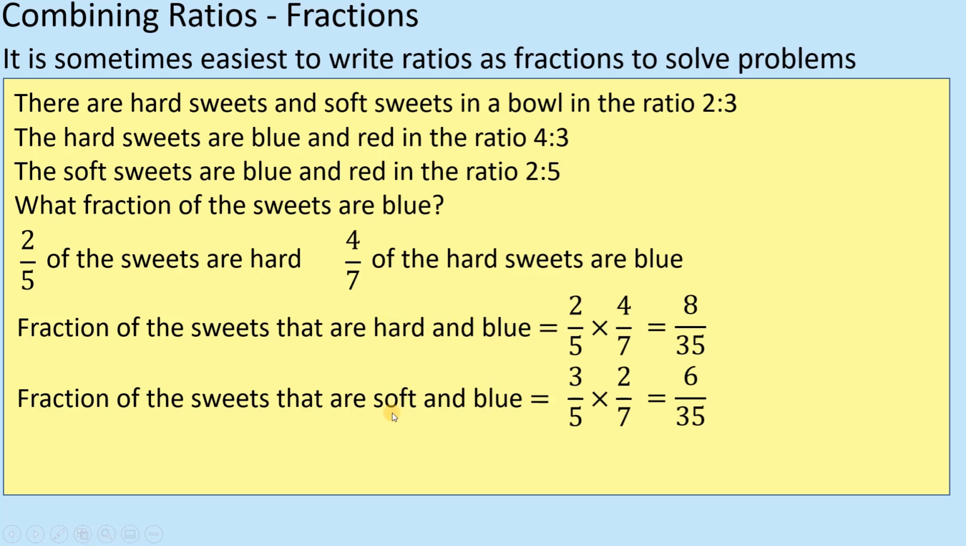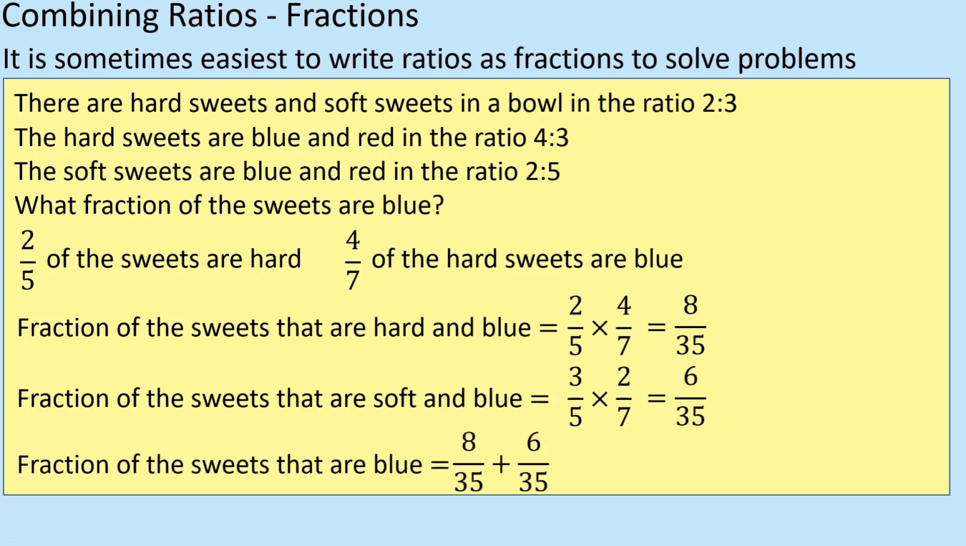Some are hard and some are soft, and that's absolutely fine. But the question asked is what fraction of the sweets are blue? So that's the total of these two numbers. We're just going to add these two fractions. They have the same denominator, so that makes it easier. So we've got 6/35 plus 8/35, and that's going to give us 14/35.